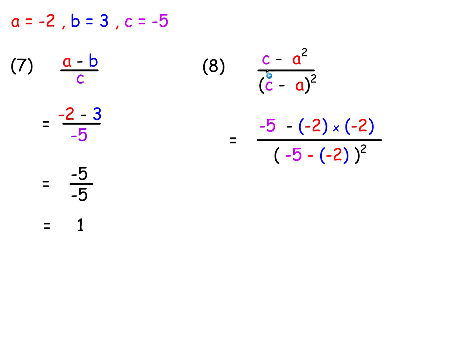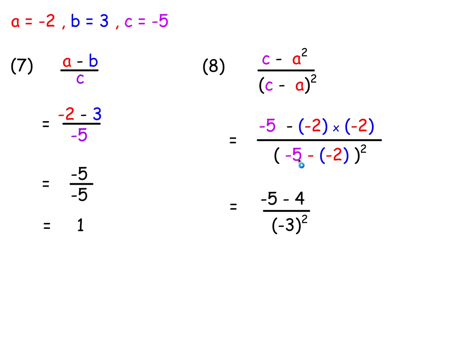That's C is negative 5. A squared is negative 2 times negative 2, because A is negative 2. The bottom line, that's C is negative 5, and A here is negative 2. So in the brackets here, it's negative 5 minus negative 2. Get that answer, and then square it. So the top line, negative 5 minus, and do the multiplication. So the multiplication, negative 2 times negative 2 is positive 4. It's negative 5 subtract that positive 4.